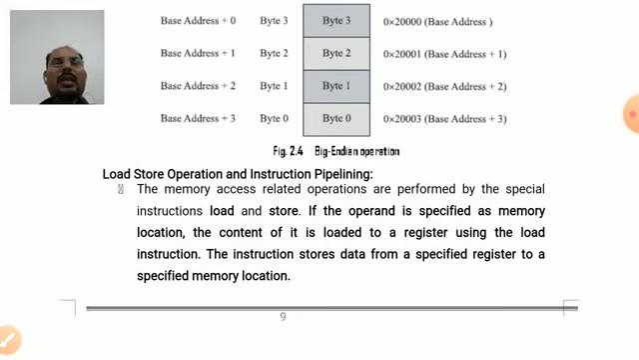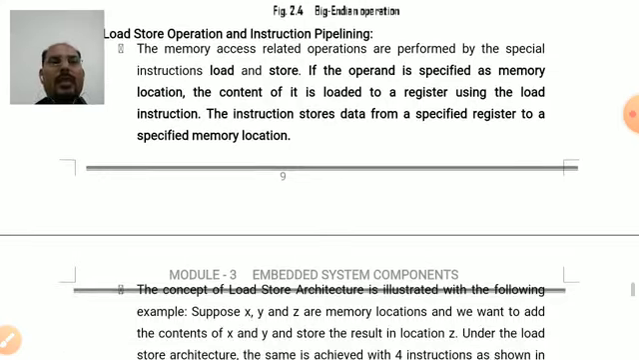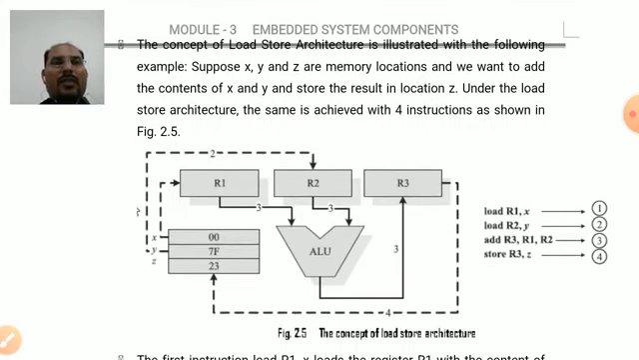Whenever we want to access data from the memory, we have to do it using only two types of instruction. They are load and store. Load is for taking the data from the memory into the registers of the CPU, whereas store is storing the data from the registers into the memory. Here an example is shown wherein we are performing memory operations.